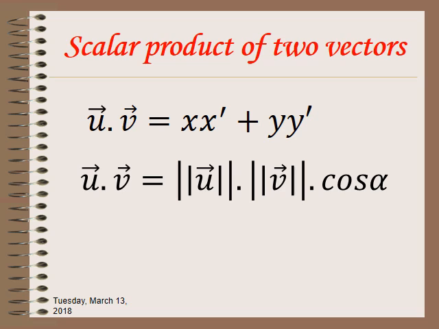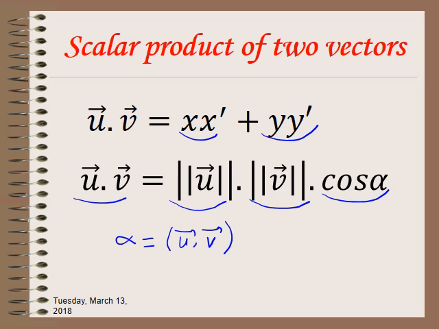u dot v is equal to xx' plus yy'. u dot v equals the norm of u times the norm of v times cosine alpha, where alpha is the angle between vector u and vector v.